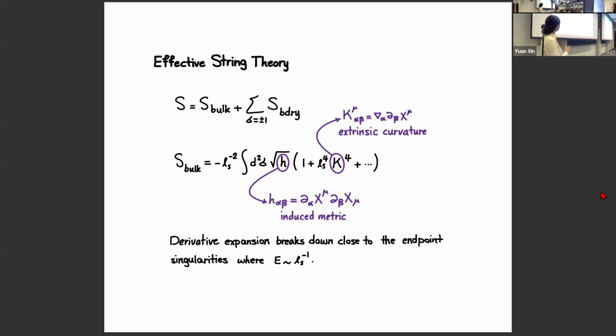Its action consists of a bulk action plus boundary terms. The bulk action has a derivative expansion that breaks down close to the endpoint singularities, where energy becomes comparable with the string scale. And to cure those singularities, we add these boundary actions.